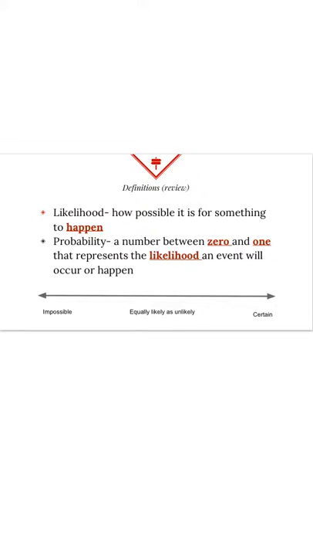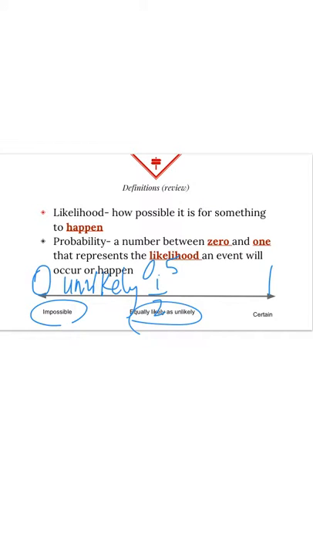For probability, remember that that's a number between 0 and 1 that represents the likelihood an event will occur or happen. Don't forget that 0 is all the way on the left and 1 is all the way on the right, with 0.5 or the fraction 1/2 being right in the middle. Remember that these numbers are probability, and then the words impossible, unlikely, equally likely as unlikely, likely, and certain are the likelihood.